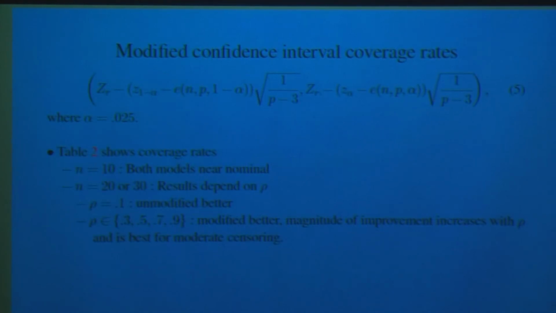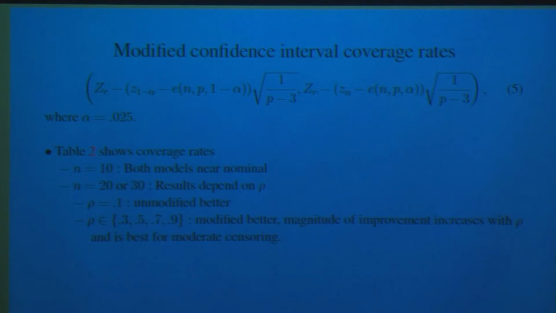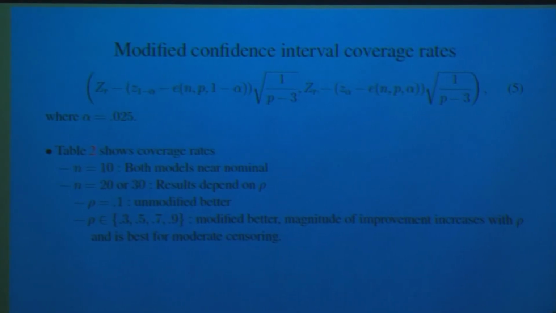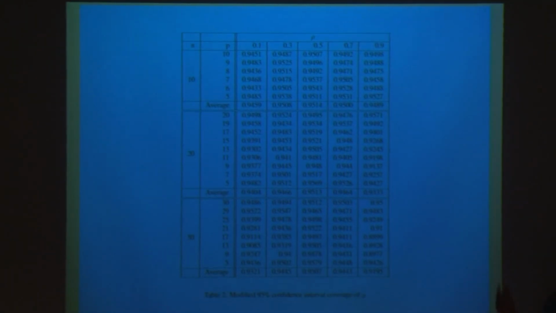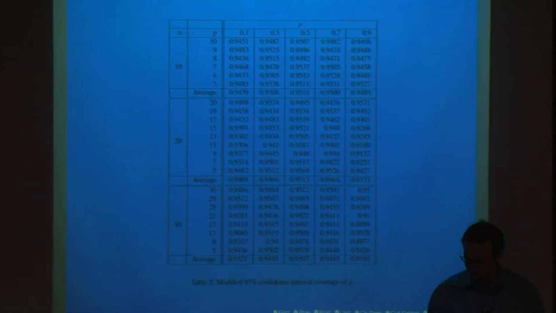So here are the confidence intervals for the modified standard normal approximation, using the new percentile estimates. This is once again for rho equals 0, and we translate them in the same way I discussed earlier. Table 2 shows these coverage rates. For n equals 10, we find that they're all near nominal, but that was also the case when we just used the standard normal approximation.